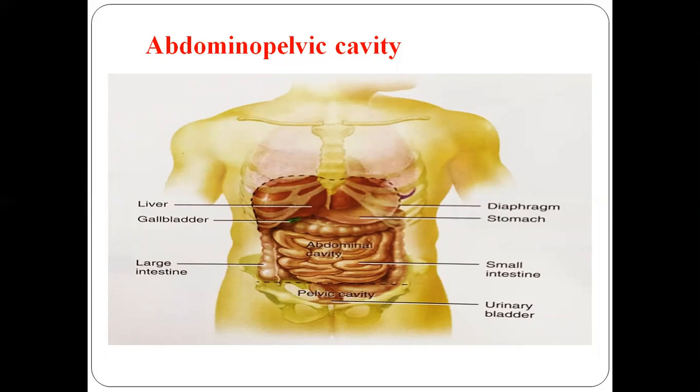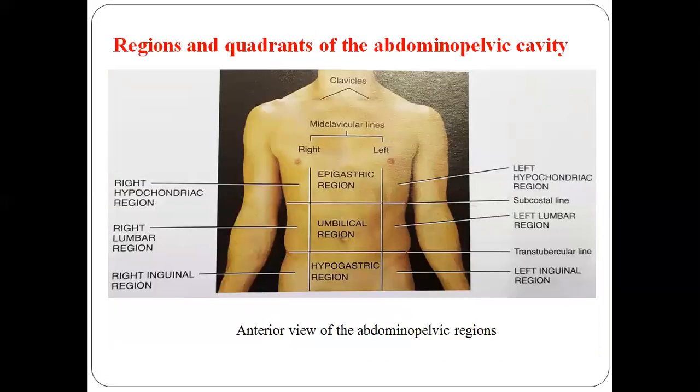the abdominal cavity contains the stomach, spleen, then the liver, gallbladder, small intestine, and most of the large intestine. And the inferior portion, the pelvic cavity, contains the urinary bladder, portions of the large intestine, the internal organs of the reproductive system. Organs inside the thoracic and abdominopelvic cavity are called the viscera. So here we can see the regions and quadrants of the abdominopelvic cavity.